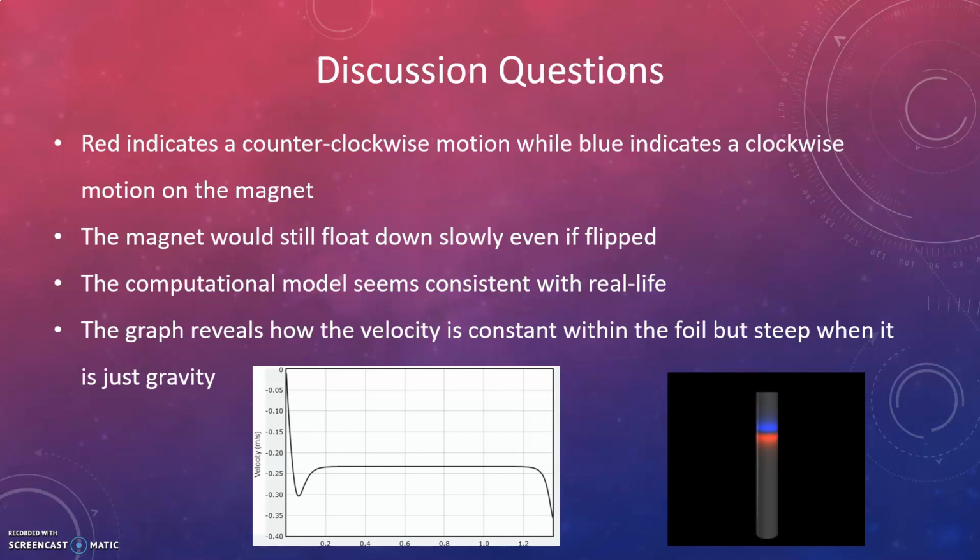The computational model seems fairly consistent with real life. It's not as easy to perfect a computational model with real life because with real life there are some variables we didn't account for. The graph reveals how the velocity is constant in the middle while going through the foil, but drops down really rapidly, increases in the negative direction whenever it is not in the foil itself because it's just the force of gravity.